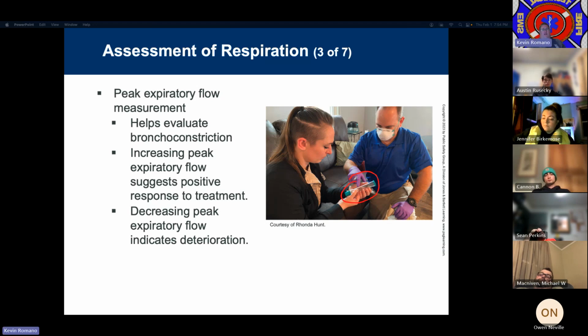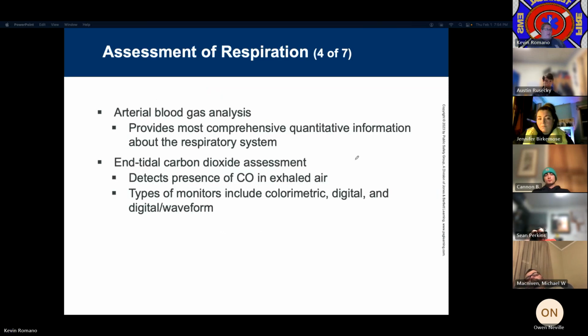I don't know of any service, if you guys carry them, let me know, but I don't know of any service that actually carries peak flow meters at all. But if you have them, it's done with three different blows in to see what you can get for a peak movement.